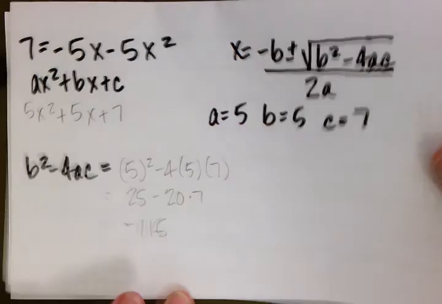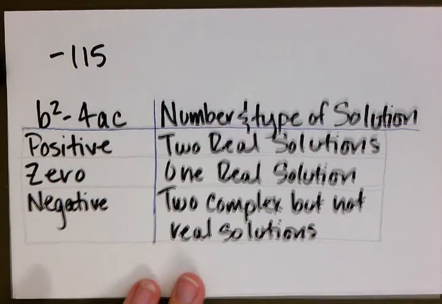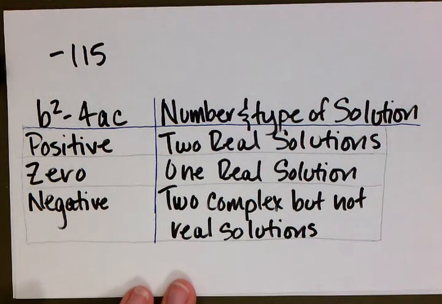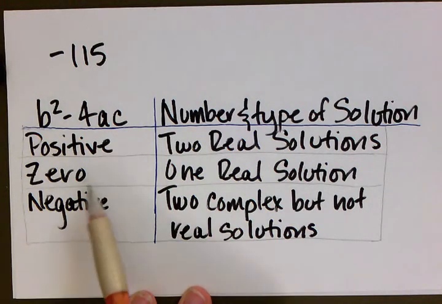Okay, so now we've determined that our answer is negative 115, and now we can go to this really nice chart that lays it out very clearly for us how we answer this question. We've determined that our discriminant is negative 115. Let's go through how we answer each of these, and then we'll determine which one is our answer.